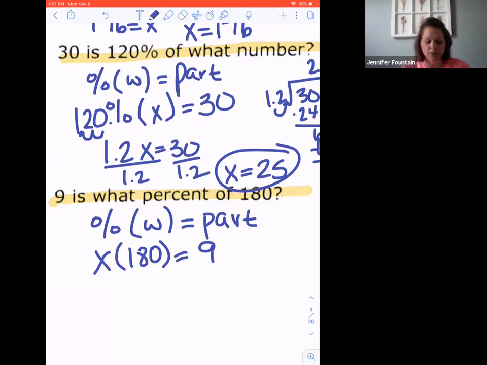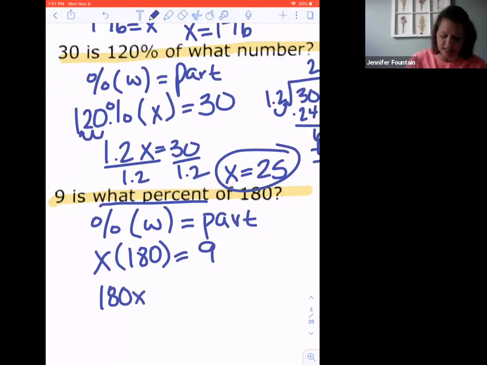All righty, so on this, percent times whole equals part. In our question, it says what percent? So we know that that's going to be x. My percent will be x. Of 180, we know 180 is the whole, is 9, equals 9. So that means I have 180 times x equals 9. Because 180 is being multiplied by x, I need to divide by 180 to solve for x.